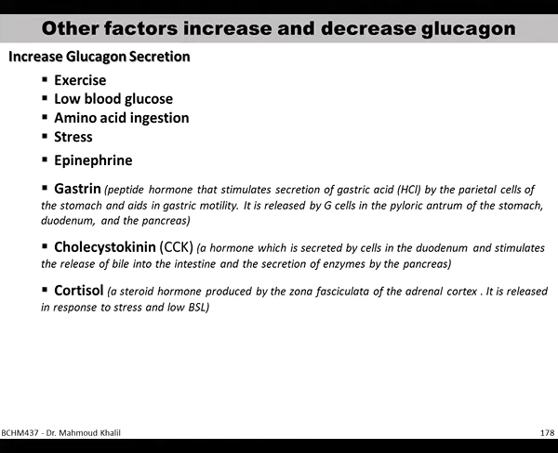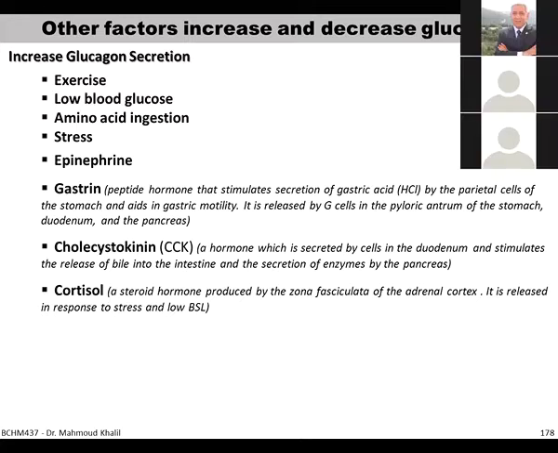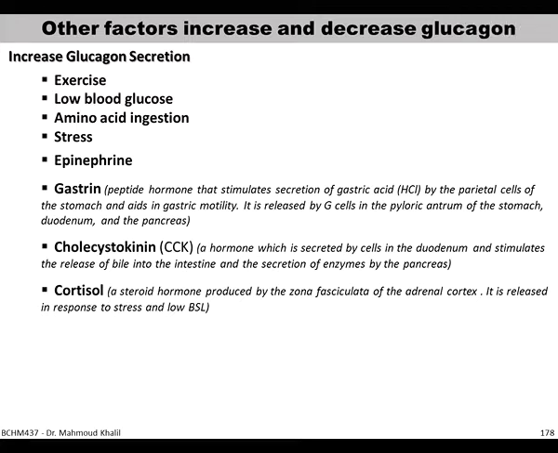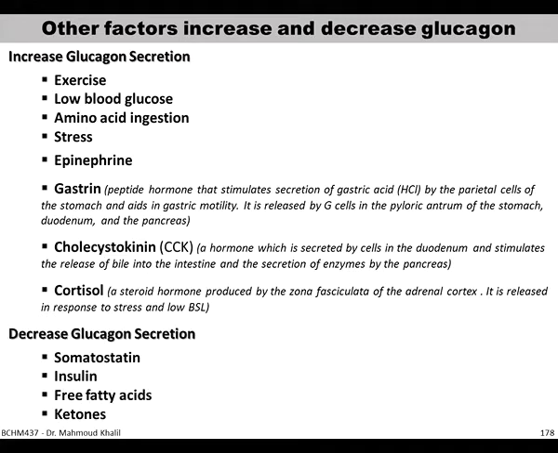While cortisol is actually a steroid hormone produced by the zona fasciculata of the adrenal cortex. And as well, it is released in response to stress and low blood sugar level. For factors that decrease the glucagon secretion, there are hormones like somatostatin, insulin, and of course, free fatty acids and ketones.